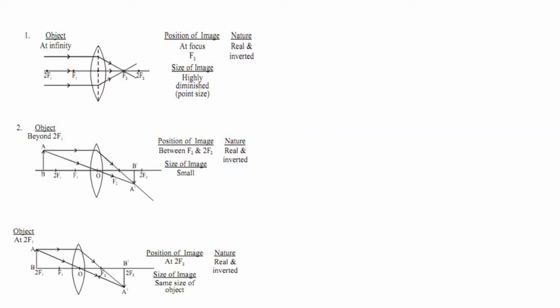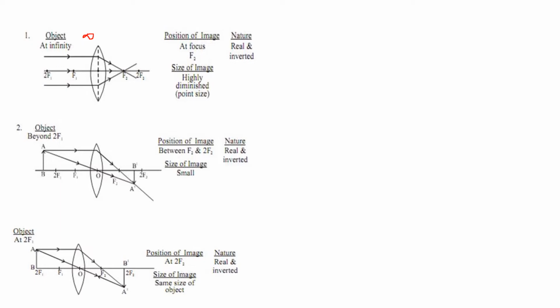So let's take the images. Let's take the first case where the object is at infinity. Here the object is at infinity and we are going to take the rule. Infinity, I can make this sign also of infinity, right? Whenever there is an object at infinity, you just have to take two parallel rays.